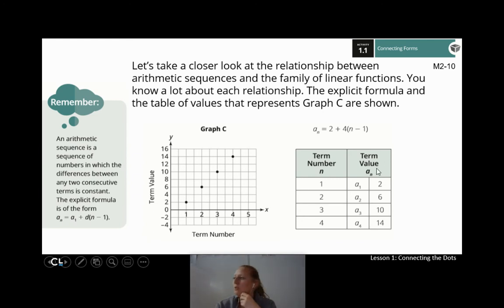And then we've also got here a table. So we said term number 1 was 2. Term number 2 was 6. Term number 3 would then be 10. So term number 1 is 2, term number 2 is 6, term number 3 is 10, and term number 4 is 14.